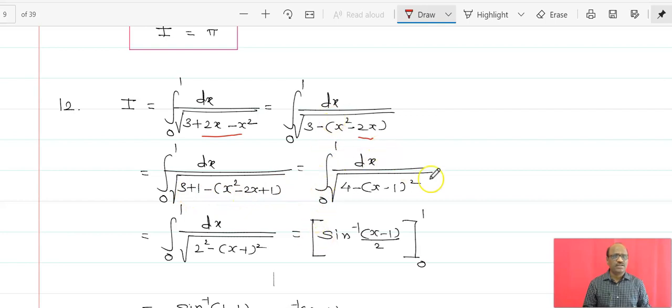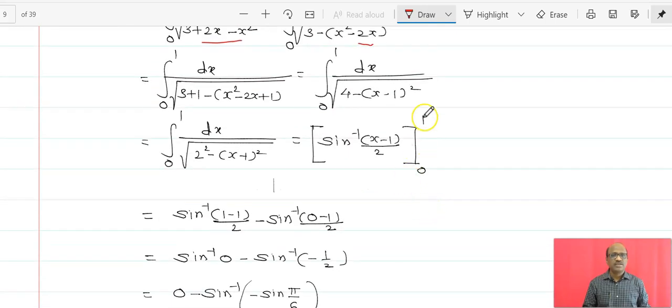That is integral 0 to 1 dx upon under root of 4 minus in bracket x minus 1 bracket square. That is the integral 0 to 1 dx upon under root of 2 square minus x minus 1 bracket square. Now again, this is a standard integral, integral dx upon under root of a square minus x square, which is sine inverse of x upon a. Therefore, this is sine inverse of x minus 1 upon 2. Lower limit is 0, upper limit is 1. Put x is equal to 1. That is sine inverse of 1 minus 1 upon 2 minus sine inverse of 0 minus 1 upon 2.